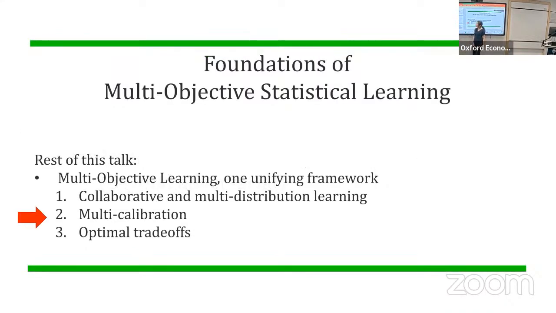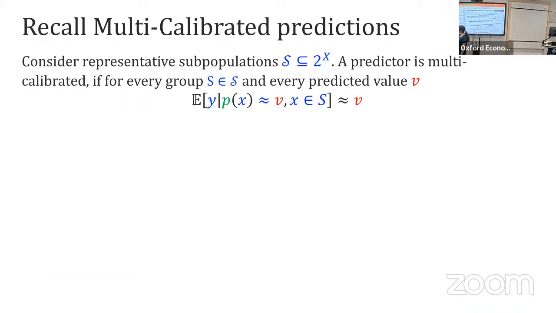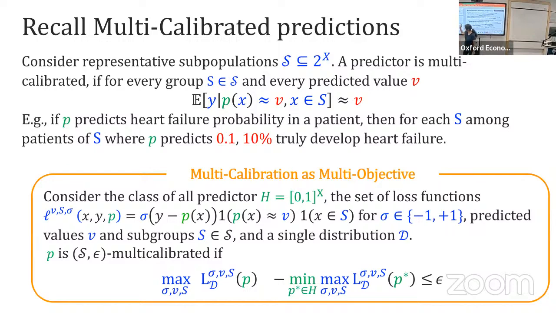Let me talk a little bit about multi-calibration, because multi-calibration has slightly different types of challenges. I already presented this to you, but in case you already forgot what multi-calibration was, it was the one that said your predictions need to mean the same. So if you predict 10%, then 10% of those people are going to develop a condition. And multi-calibration was this kind of multi-objective learning where each loss cared about whether you were over or under penalizing something, what was the predicted value, and what was the subgroup.